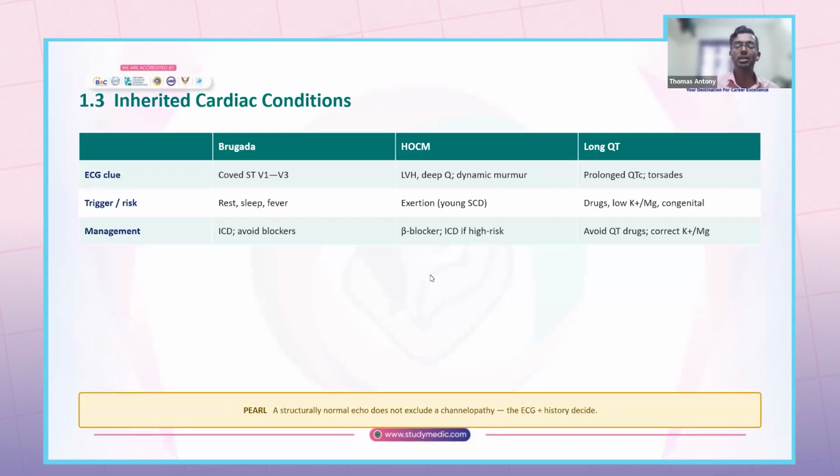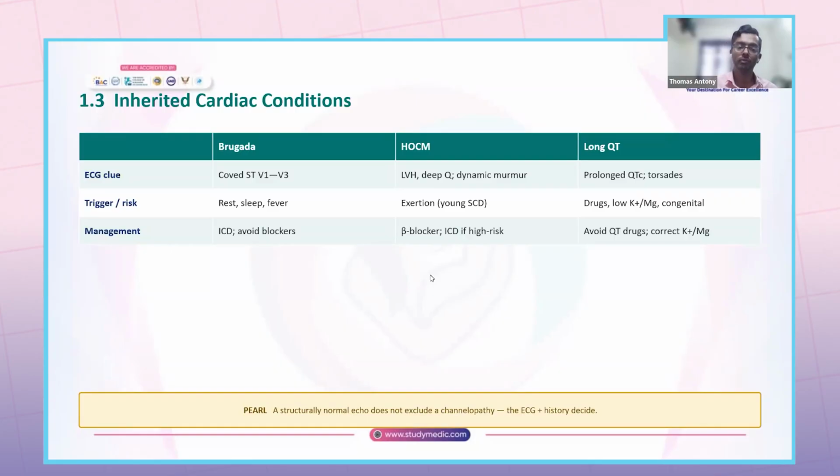So this is a summarization of the important channelopathies. Inherited conditions. So ECG clue in Brugada syndrome, we know that it's a sharp fin type or a coved ST elevation in V1 to V3 changes. In HOCM, we have left ventricular hypertrophy, deep Q waves and a dynamic murmur. You have an ejection systolic murmur. Then in long QT, you have a prolonged QT and sometimes there will be torsades de pointes.